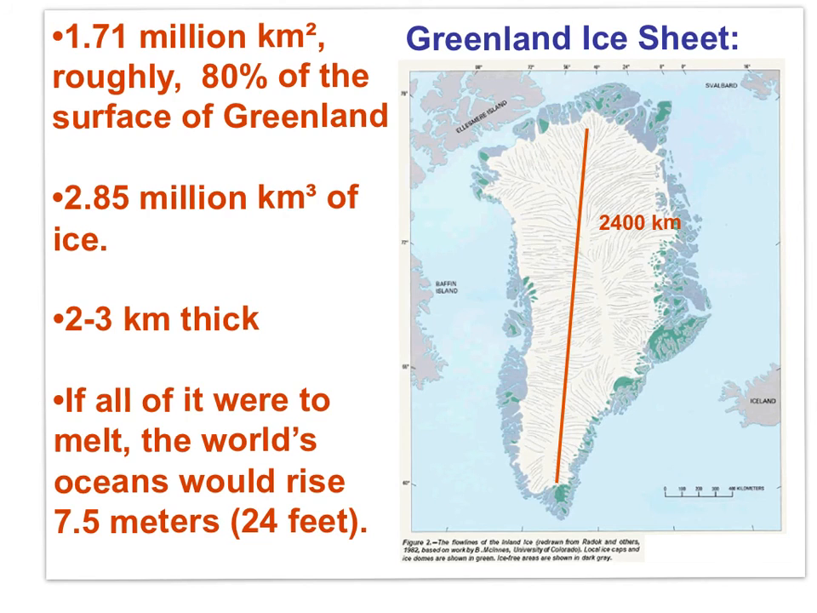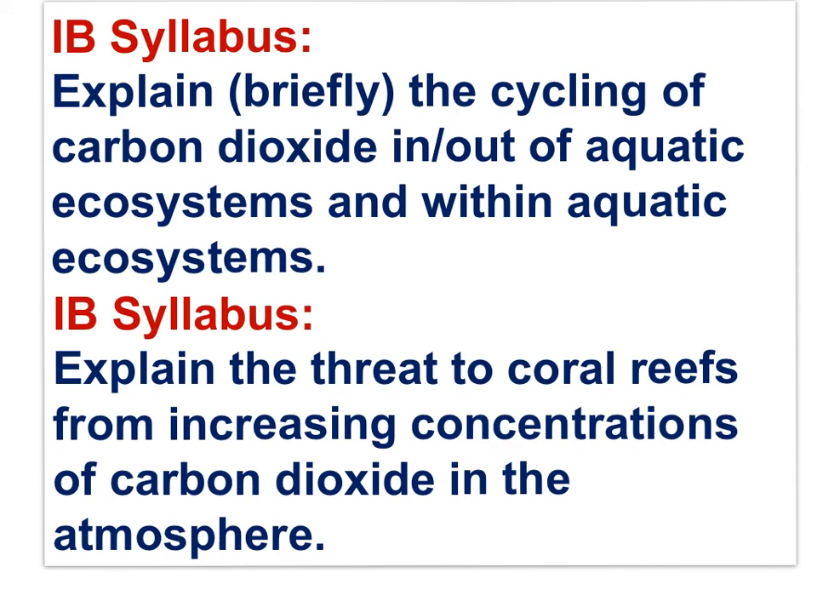The Greenland ice sheet is massive. If the entire ice sheet melted and drained from the land to the ocean, levels would rise 7 to 8 meters, nearly 25 feet. And the last IB syllabus statements of this movie, statements that should be familiar to you because I've covered them elsewhere: explain the cycling of carbon dioxide in and out of aquatic ecosystems and within aquatic ecosystems. Explain the threat to coral reefs from increasing concentrations of carbon dioxide in the atmosphere.